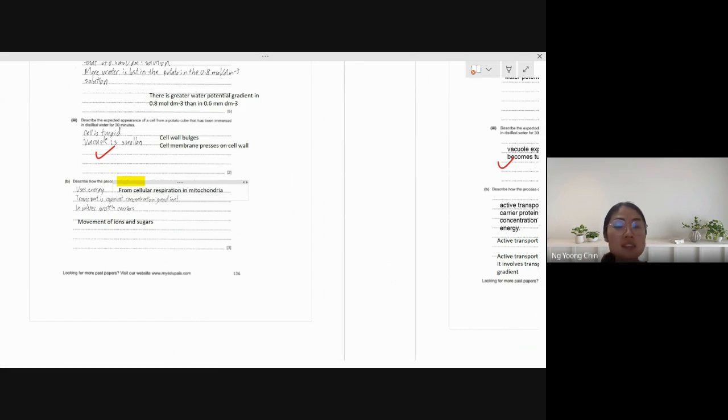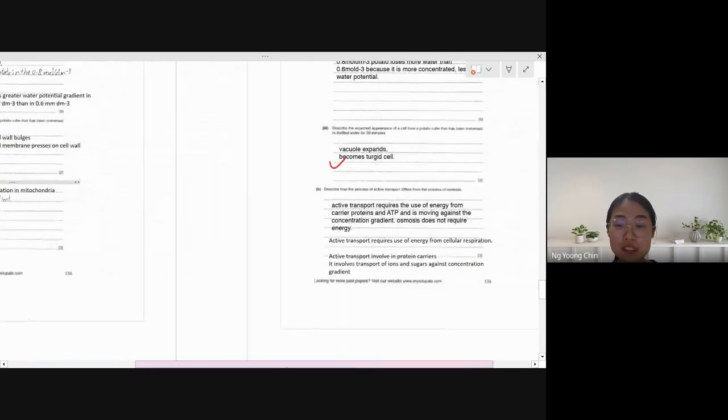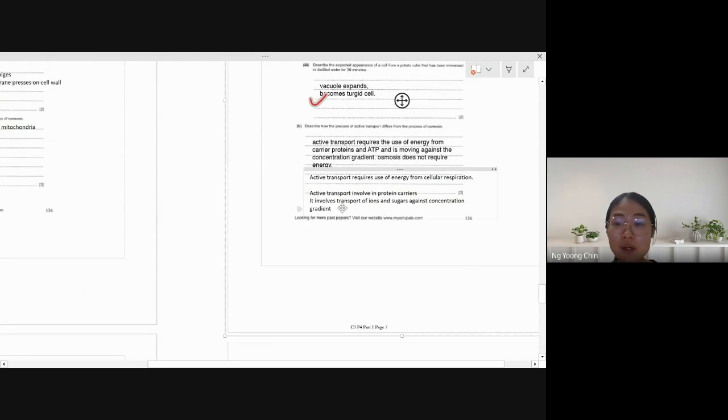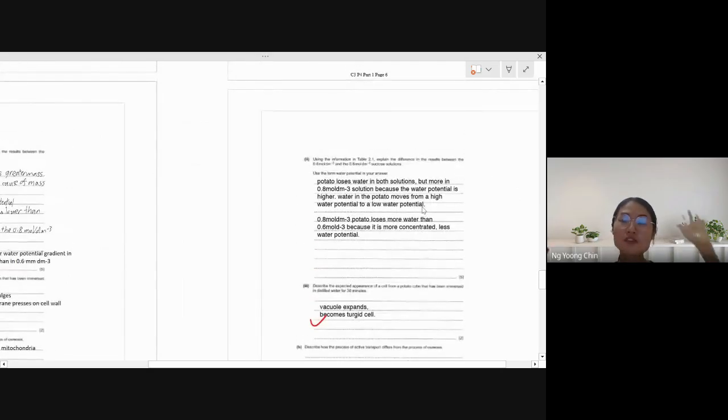So see, your answer is more specific if you write in this way. So you say that transport is against the concentration gradient and involves the protein carrier. Yeah, that's correct. So maybe you can say transport of what kind of substance. So that means it involves the transport of ions or sugars against the concentration gradient with the help of the carrier protein. So this is the example answer you are able to write. Yeah. Okay, so that's all for Chapter 3.